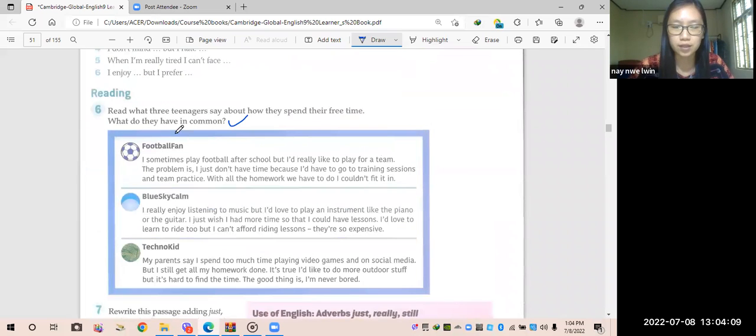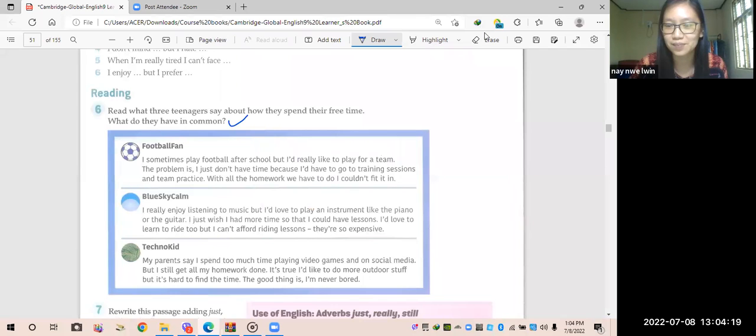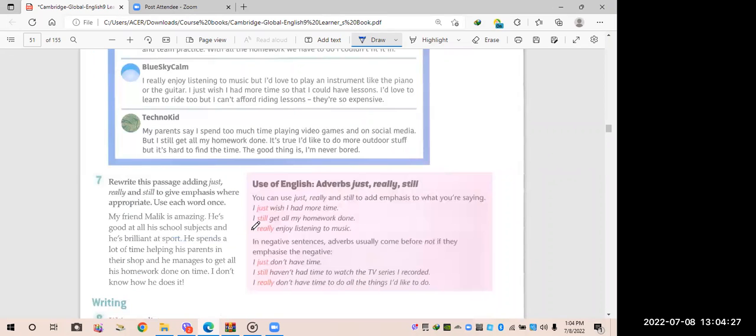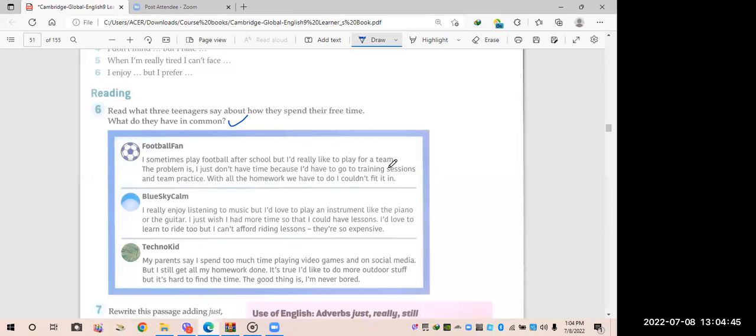Okay, so tell me when you finish. So what do they have in common? Hello, you have to read the 3 paragraphs and find the things they have in common. There are 3 students talking about how they spend their free time. So there is something they have in common, and you have to find out what that is. Okay, teacher.